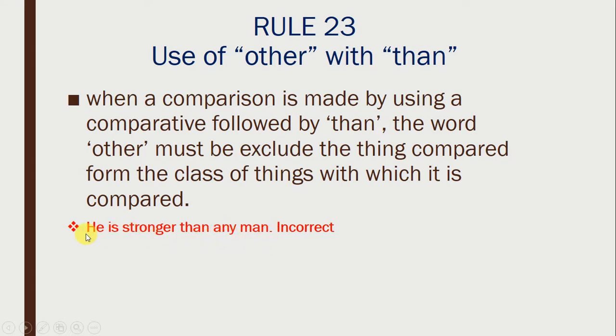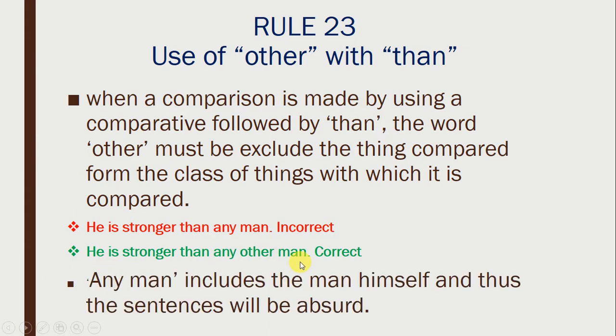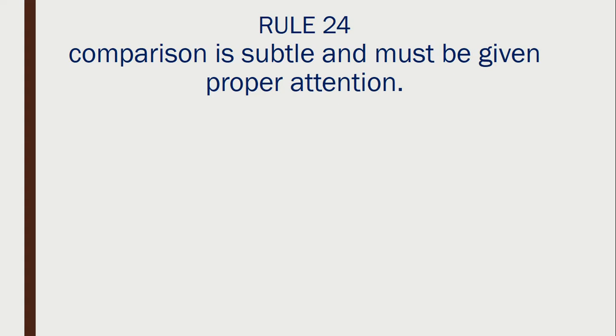Now what is the meaning of this statement? The meaning is that we want to tell that he is stronger than all the men in the group. But this statement does not justify our meaning. Why? Because any man includes him also. But what we want to say is that he stands uniquely out of the group. So to justify our meaning, we have to say he is stronger than any other man. This shows he is not included in the group, because he is stronger than any other man of this group.